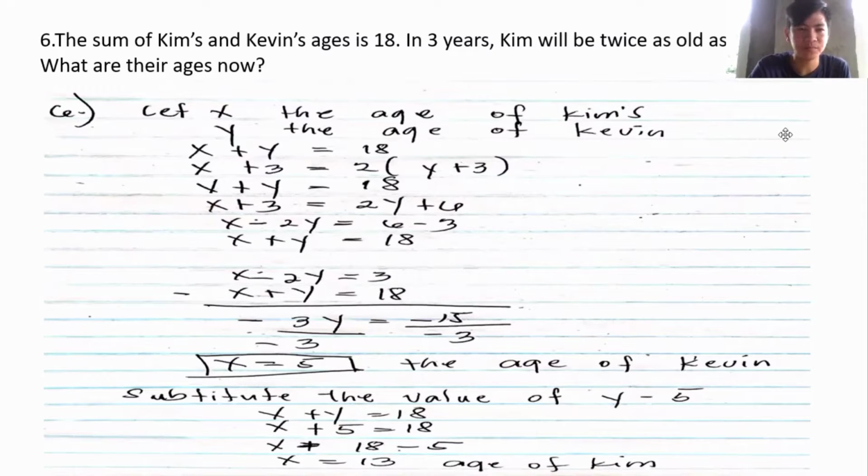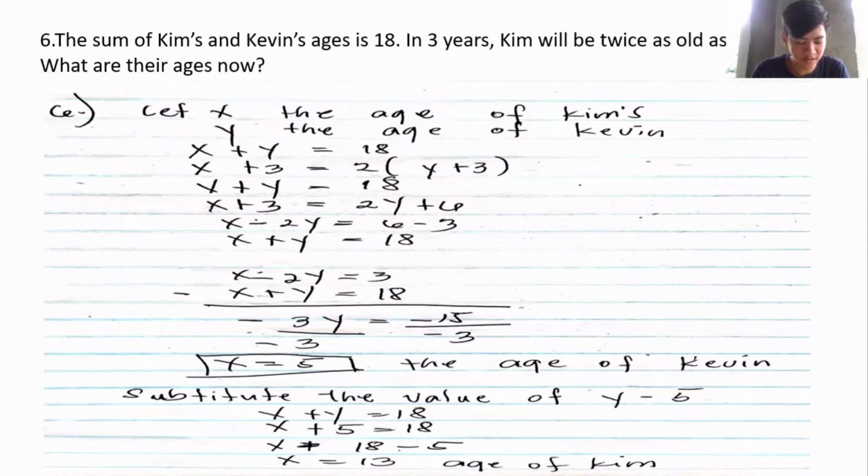Number 6. The sum of Kim and Kevin's ages is 18. In 3 years, Kim will be twice as old as Kevin. What are their ages now? Let X be the age of Kim and Y the age of Kevin. X plus Y equals 18. X plus 3 equals 2 times (Y plus 3).